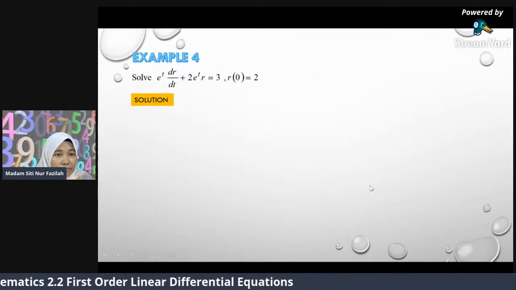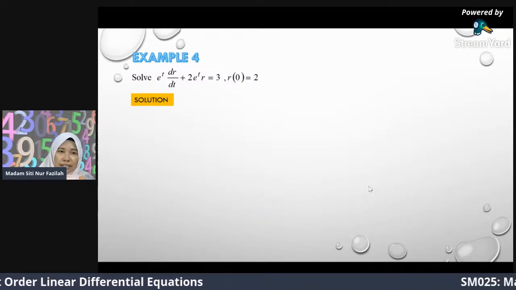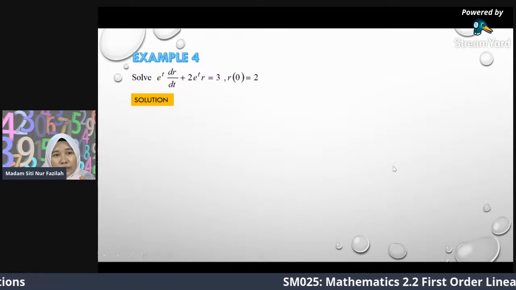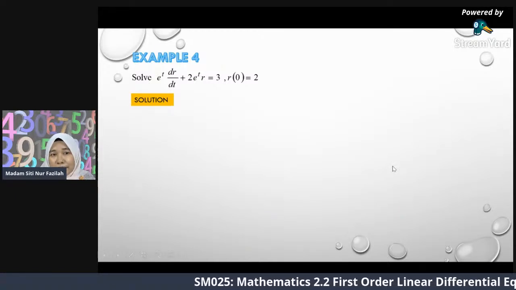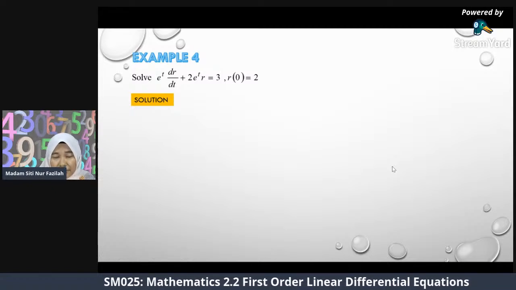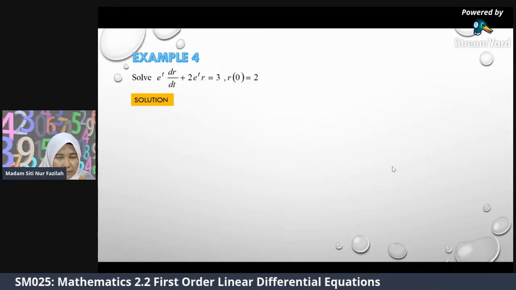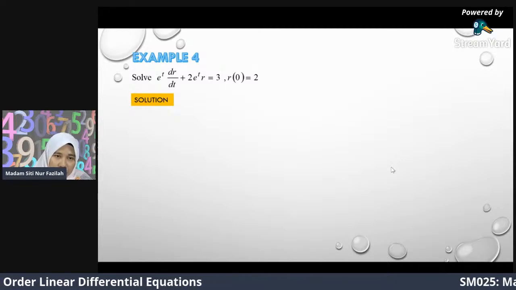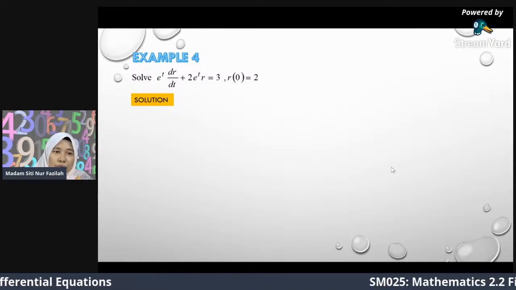Okay, we have another example here. Example 4. The question is: solve e^t dr/dt + 2e^t r = 3, with r(0) = 2.